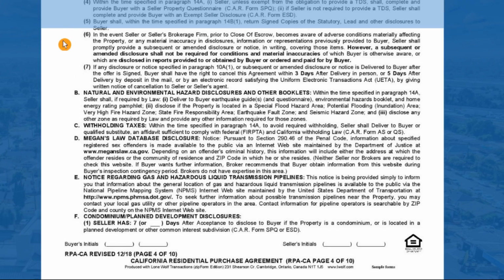If the seller or their broker become aware of adverse conditions which materially affect the property, they need to disclose it to the parties involved. And B states that an NHD report is part of the agreement. That's covered in depth in section 14A. These disclosures are part of the agreement and need to be included and provided to the buyer by the seller.